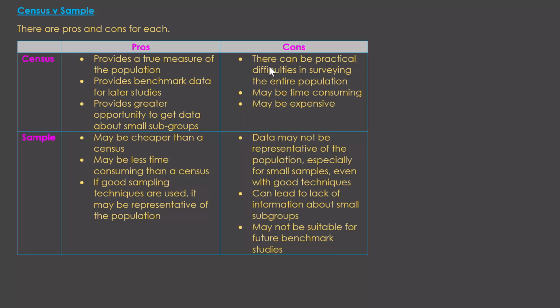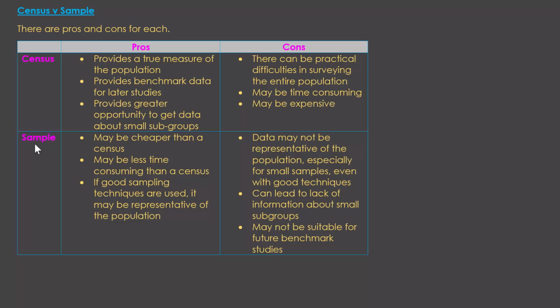What's the downsides? There can be practical difficulties in surveying the entire population. Some people live in remote areas. Some people don't have the internet, and so on. It may be time consuming, both in making preparations and in terms of processing the vast amounts of data that might come back. And it may be expensive for some of those reasons. You may have to employ a lot of people to process the data, for example. You might have to print a lot of paper.